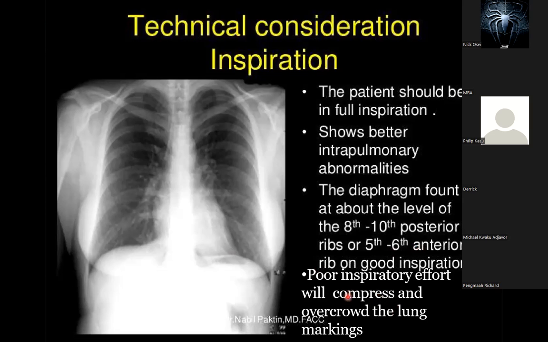Poor inspiratory effort can compress and evacuate the lung masses. So if the person is unable to inspire well, the lung tissue itself will not expand well, and it might appear to you even like consolidation, or you might see things which are not there, or see things as abnormal when indeed they are not.